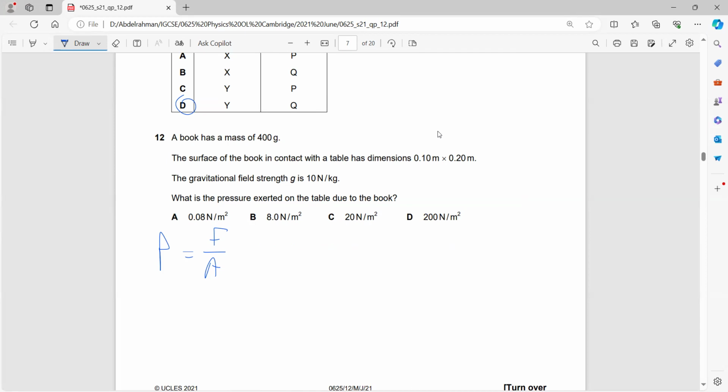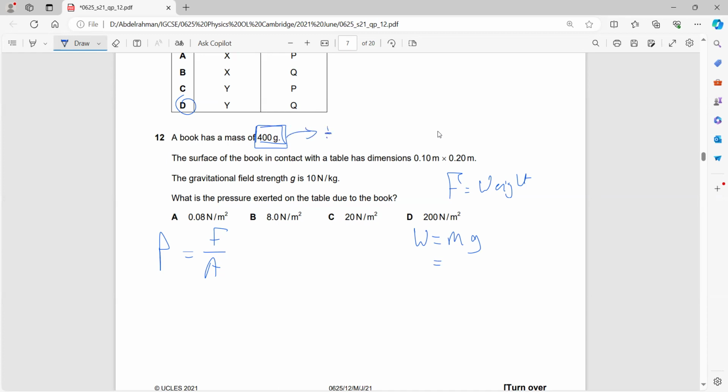Force equals... Definitely, we cannot use the 400 grams. The force in this case would be the weight. How to find the weight? Weight equals mg, mass times the gravitational acceleration. But the mass, we cannot use 400 grams. You cannot use the mass in grams. You have to use the mass in kilograms.